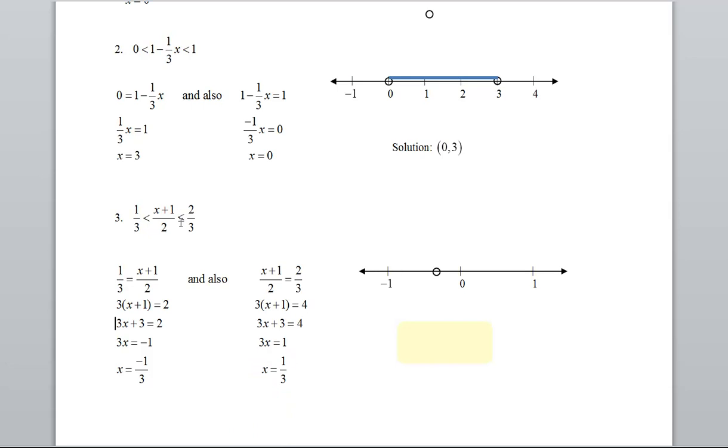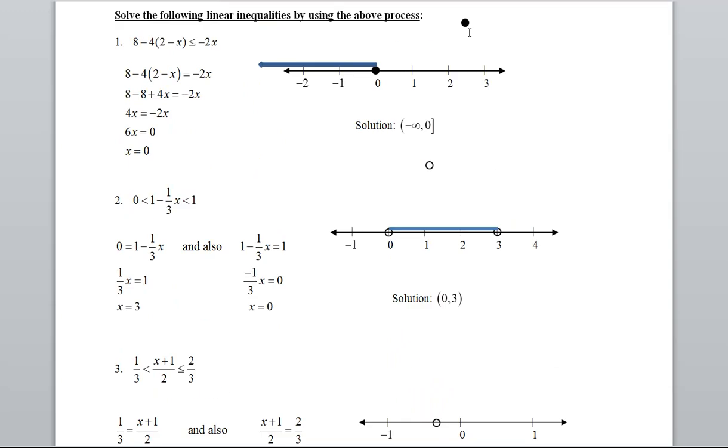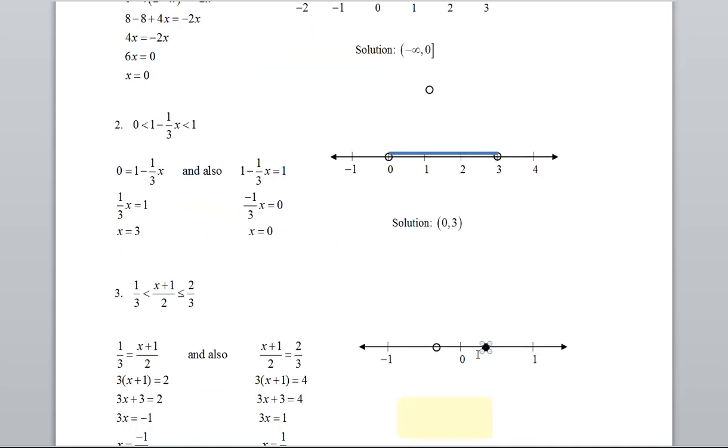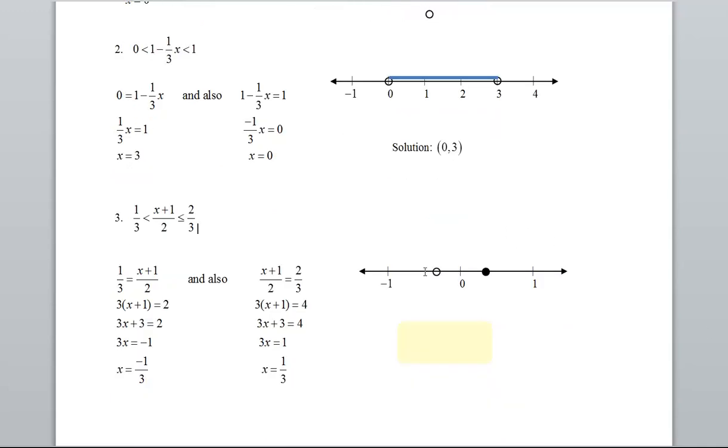But now this one, because it's less than or equal to, I need a solid dot. Let me go borrow my solid dot. I'll put it right here. Does it look like about a third to you? Alright, so I've got that. So now I've got, like I had before, 3 sections. I need to check this section here.